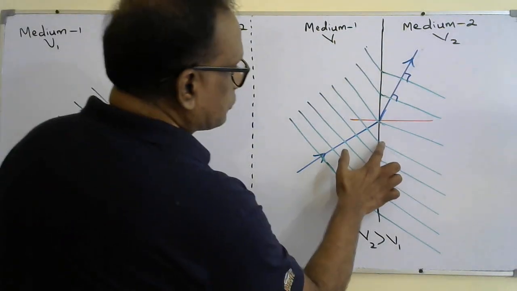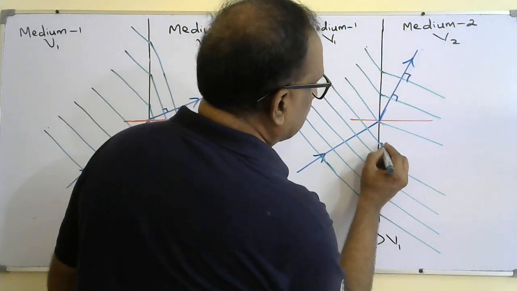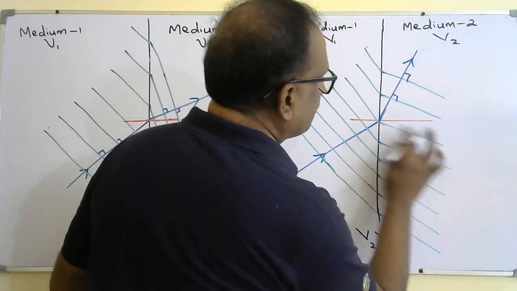Here it's not parallel, so that's the reason it looks small. But if you draw it in a notebook, using a proper ruler and everything, you will see the wavelength will increase here.